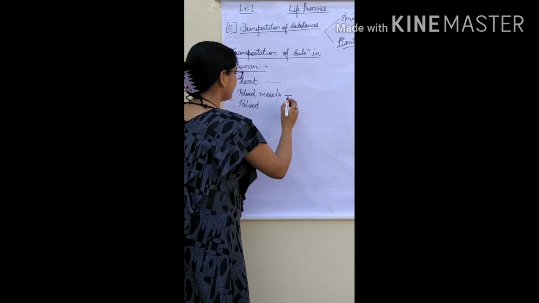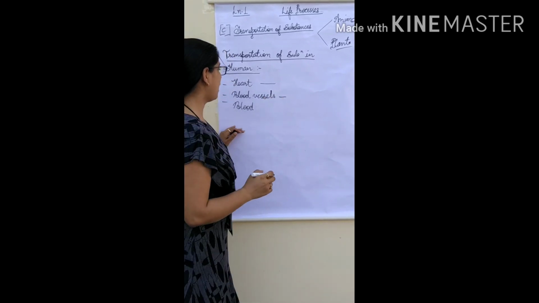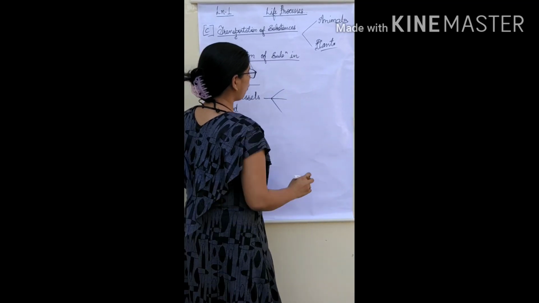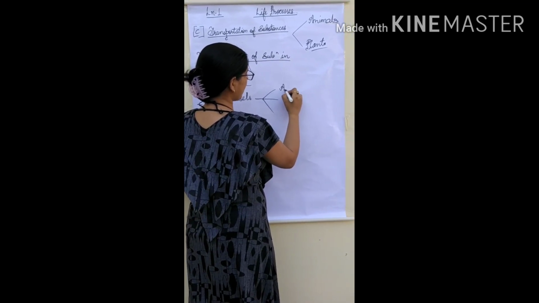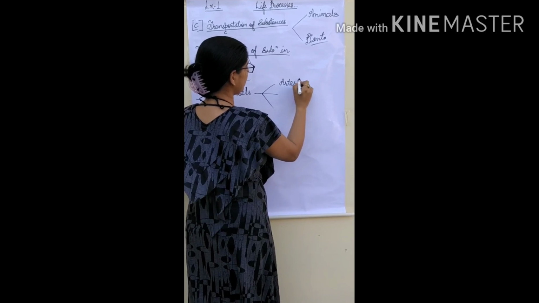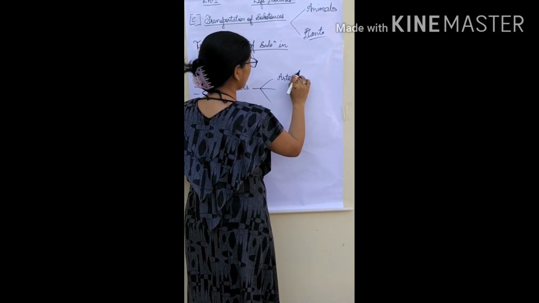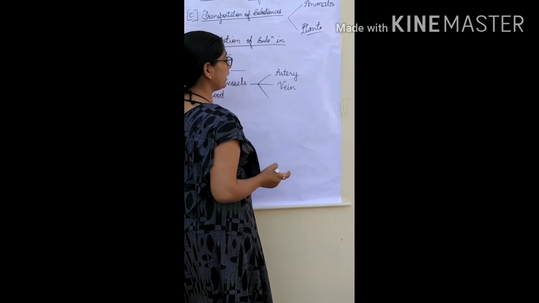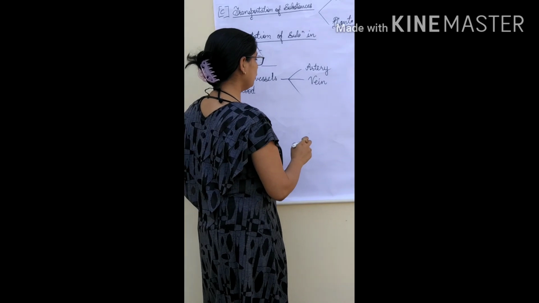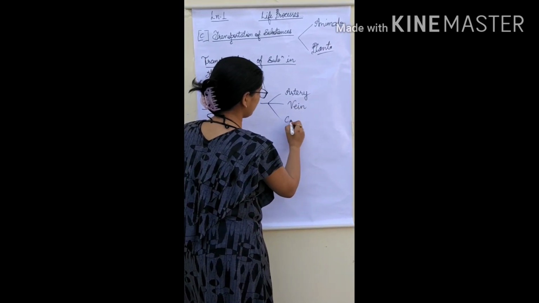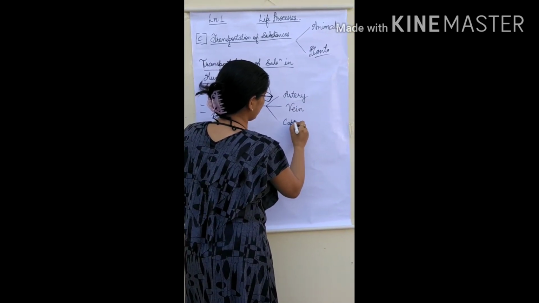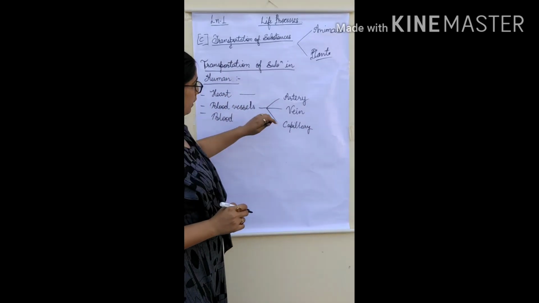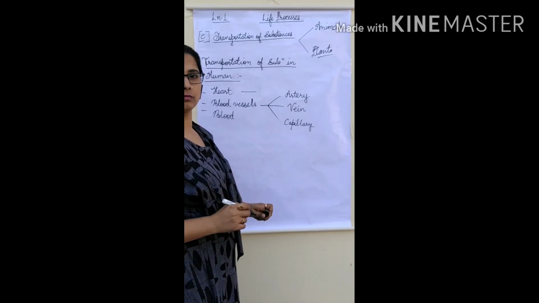When we talk about blood vessels, basically three kinds are there. One which carries the blood away from the heart is called artery. One which carries the blood to the heart is vein. And one which is minute, very permeable, and thin in comparison to these two is the capillary.